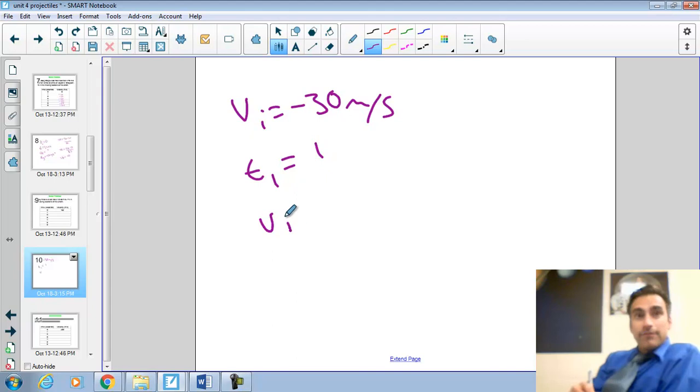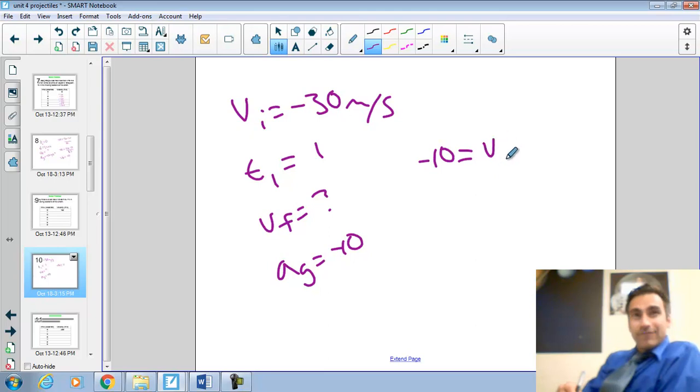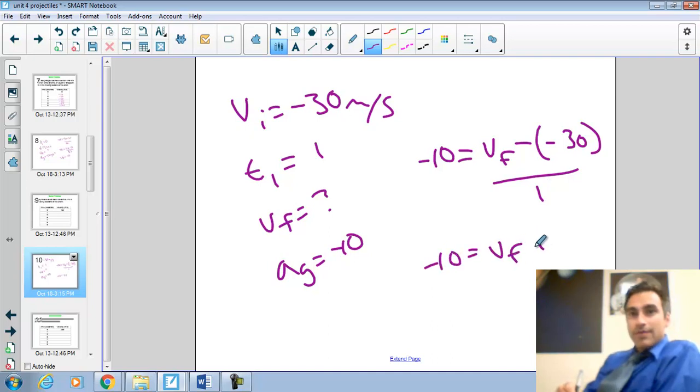Velocity final, we don't know. That's what we're looking for. Acceleration of gravity, still negative 10. So now we go back to that same formula. Velocity final is what we're looking for, minus 30, divided by 1. So negative 10 equals Vf plus 30. So when we pull it over to the other side, Vf equals negative 40.